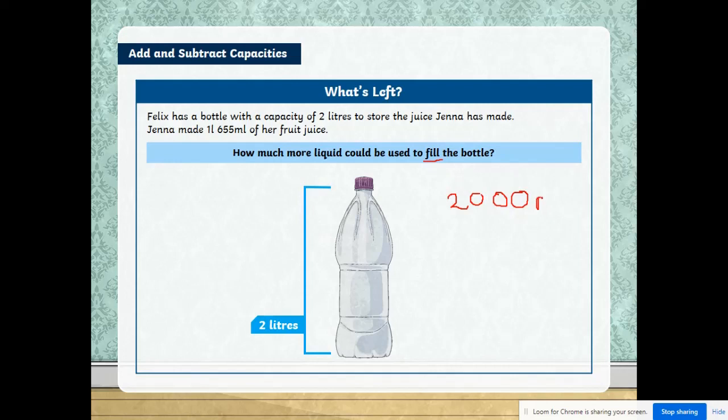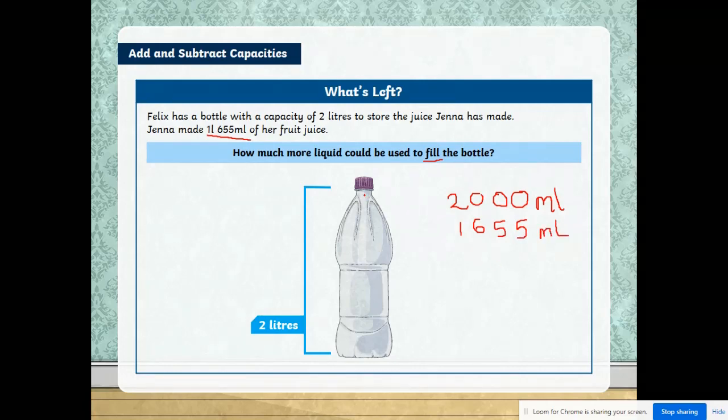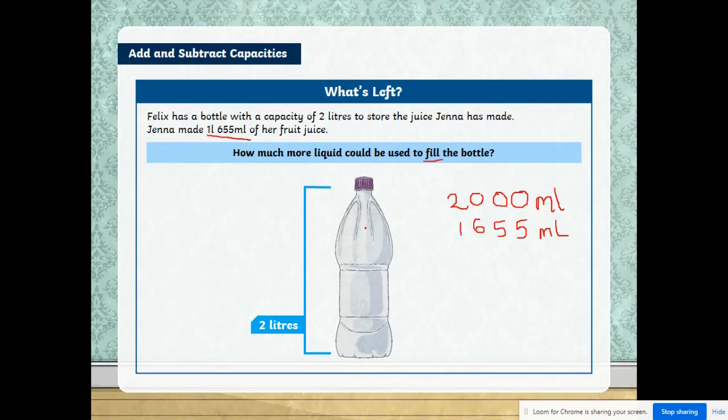Remember, again, we are converting everything into the smaller unit because it is easier to convert larger unit into smaller unit. Okay, and this amount we are going to convert everything into milliliters. So 1 liter and 655 milliliters is equal to how many milliliters only? It is 1655 milliliters. We have to find out how much space is still there that can be filled.